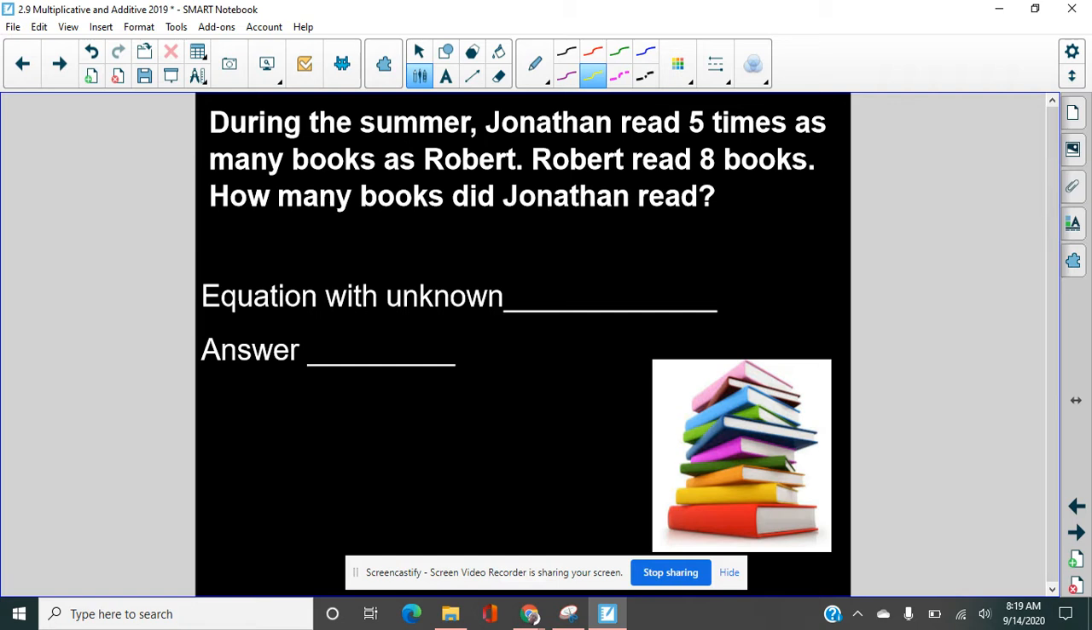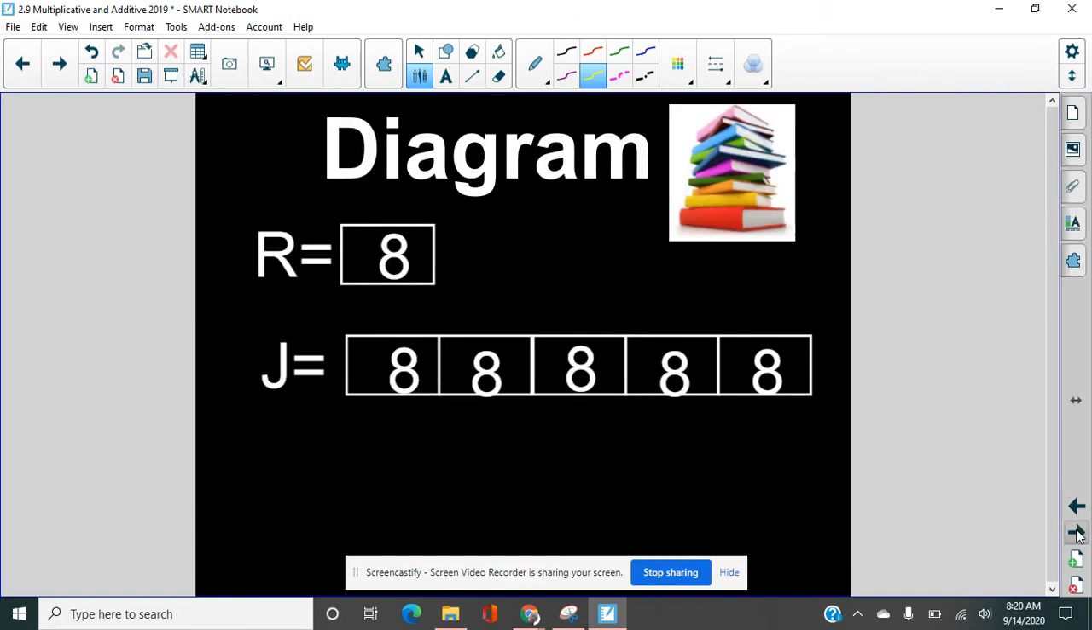We should multiply 5 times 8 equals, we have our unknown, so we'll say B for books. And 5 times 8, how much is 5 times 8? 40. 40 what? Our answer is not just 40, it's 40 books. In a word problem, we always have to label our answer. All right, let's look at a different type.